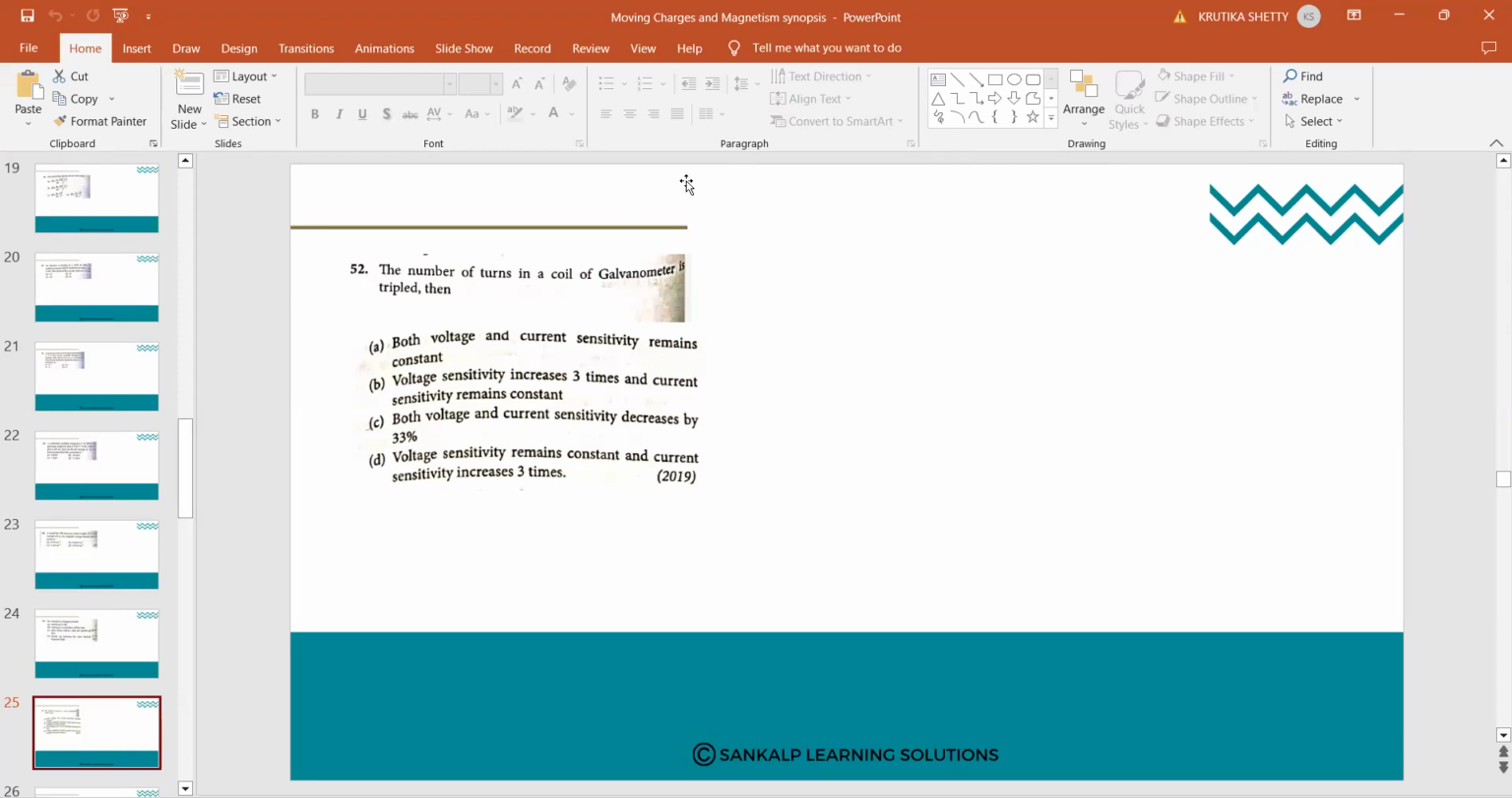For the moving coil galvanometer, the number of turns is tripled. The expression for the deflection is phi by I equal to NBA divided by K. Here, the larger the number of turns, the more the deflection. So if the number of turns is more, the deflection is more. Therefore the current sensitivity will be increased.